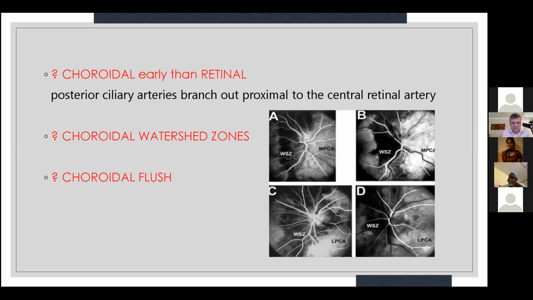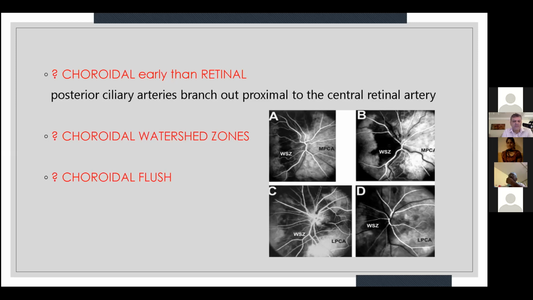The most common questions we will be asked are: why is the choroidal phase earlier than the retinal phase, what are these choroidal watershed zones, and what is choroidal flush? In order to understand this, even though the posterior ciliary artery and the central retinal artery are branches of the ophthalmic artery, the posterior ciliary arteries usually branch a little proximal to the central retinal artery. Hence, we have a choroidal phase earlier than the retinal phase.